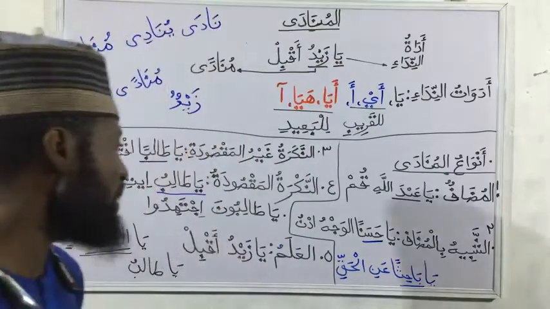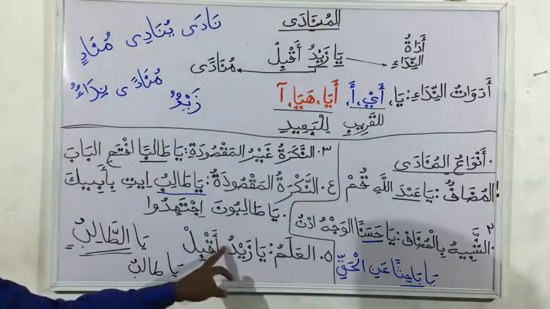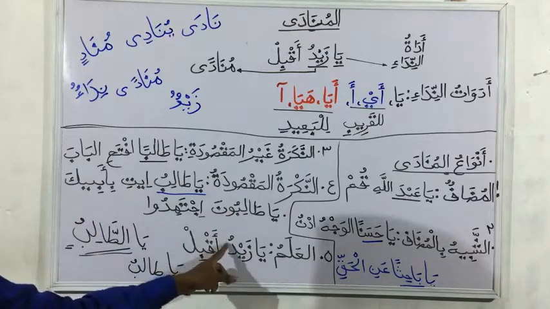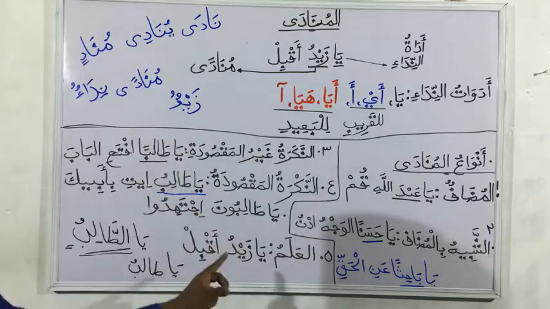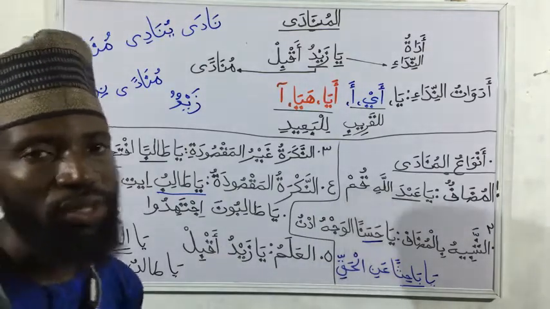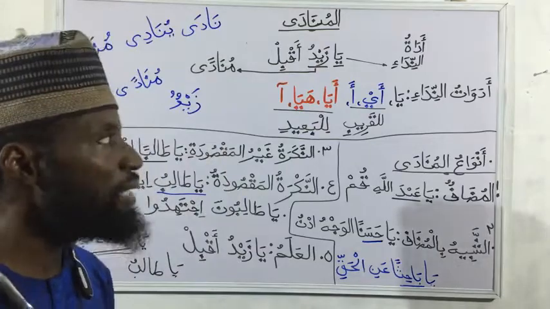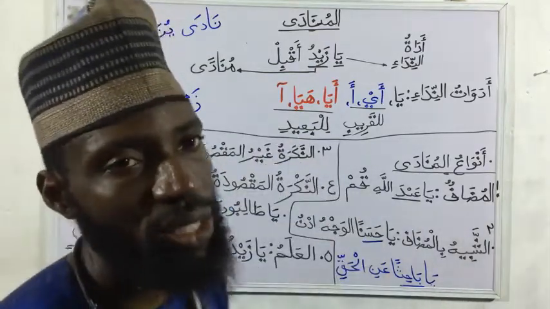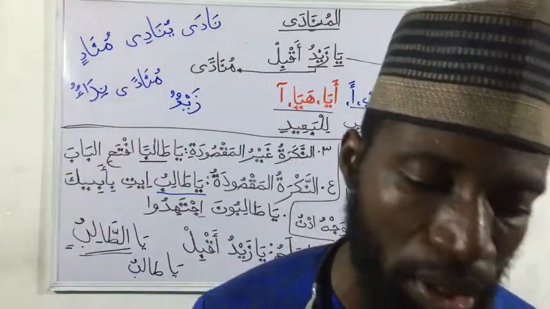You get? So for instance, this Zaid. Say ya Zaidu. Aqbil, O Zaid, come. So you can see one dhamma. The root is ya Zaidun, but because you are calling it now, when you are calling any alam, you just give it a dhamma and it becomes mabniyyun ala dhammi. So that is just an introduction on what we are taking. We continue from there, inshallah, next class.